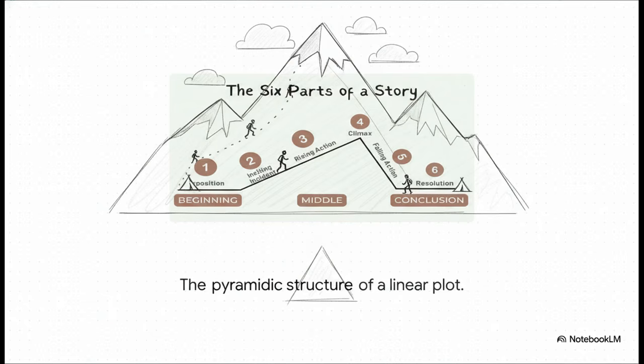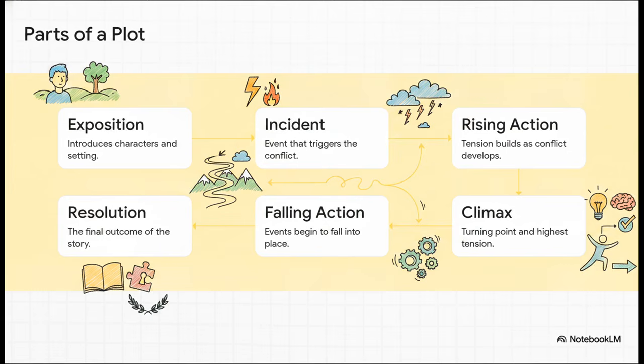A linear plot basically follows a pyramid shape. When you read a linear story, you're essentially climbing a mountain and then hiking back down. You start way down at the flat base, slowly trek up the steep incline as things get harder and harder, hit the snowy peak, and then quickly descend to base camp on the other side. So let's actually map out that hike step by step for your exam.